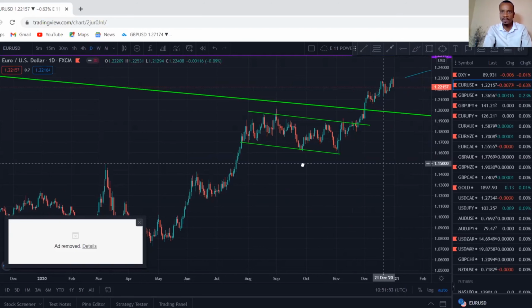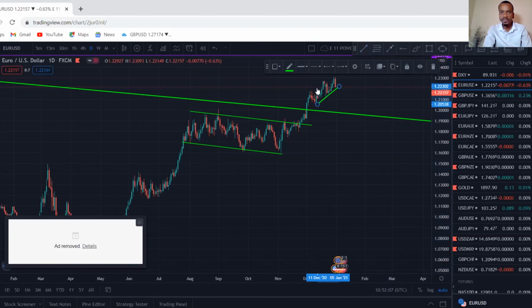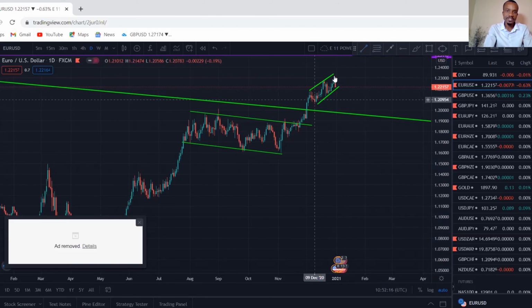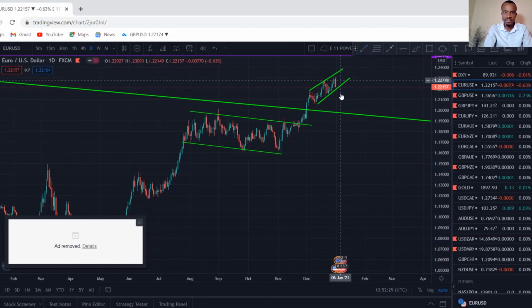So let's just clear that out. As you can see around this area, how price has been moving to the upside, price has been moving within this channel, a decelerating channel, a reversal pattern. So price might keep on pushing to the upside, or drop around this area.